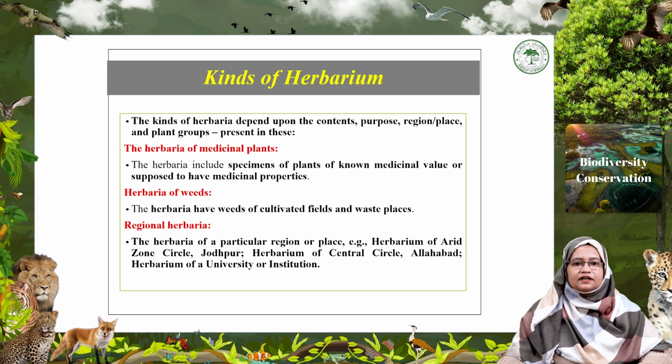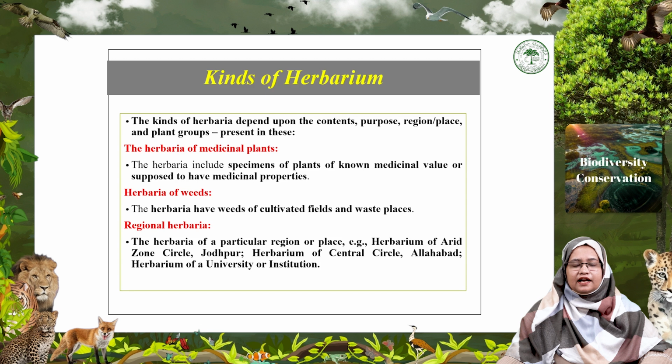Then we see the different kinds of herbarium, which depend upon the content, purpose, region, place and plant groups present, and these are the different types of herbarium depending upon these conditions. The first one is the herbaria of medicinal plants. These herbaria include specimens of plants of known medicinal value or supposed to have medicinal properties. The next type is the herbaria of weeds. This type of herbaria has weeds of cultivated fields and waste places.